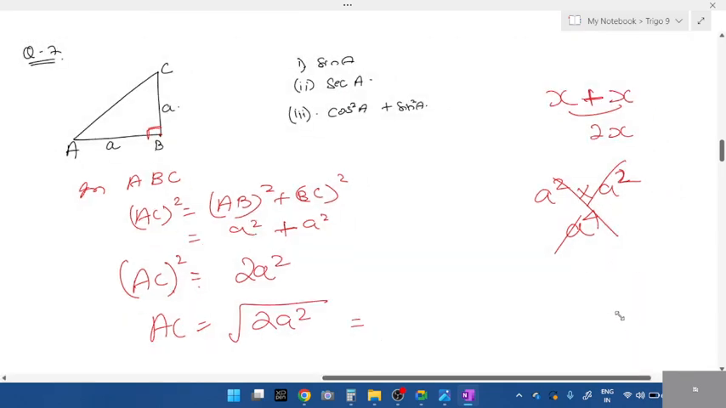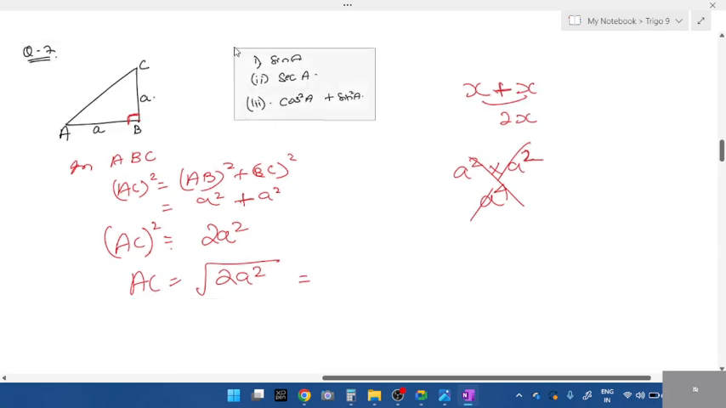Concentrate. When I'm teaching, concentrate. Don't write, students. Don't write. You'll not understand. Look at the screen.